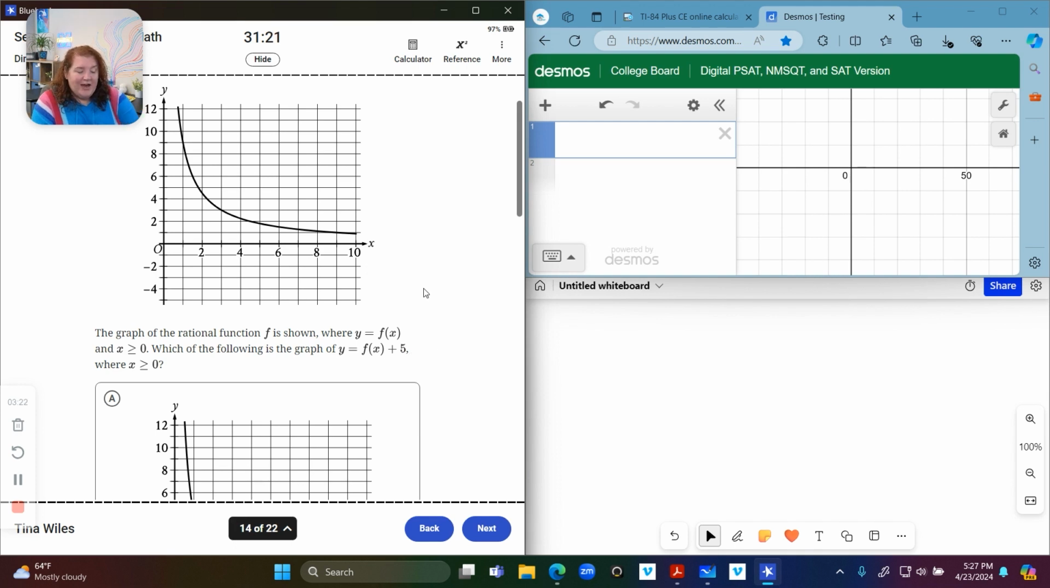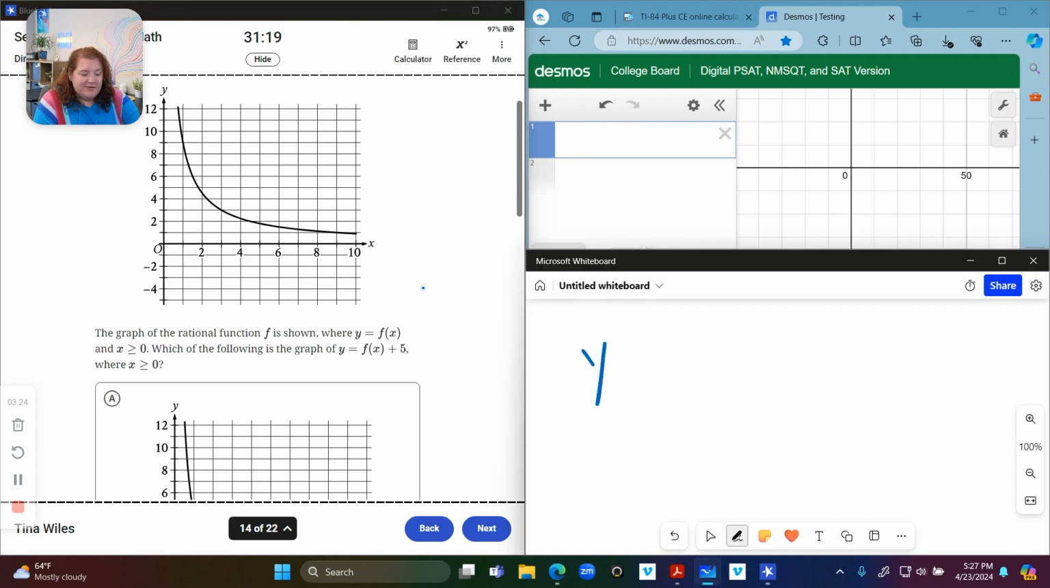So when you're doing transformations, the number that's added or subtracted outside of the function is actually moving things up or down. And it happens just like you would think. So plus 5 actually means that you're moving the whole graph up 5. If it was minus 5, it would move it down 5.